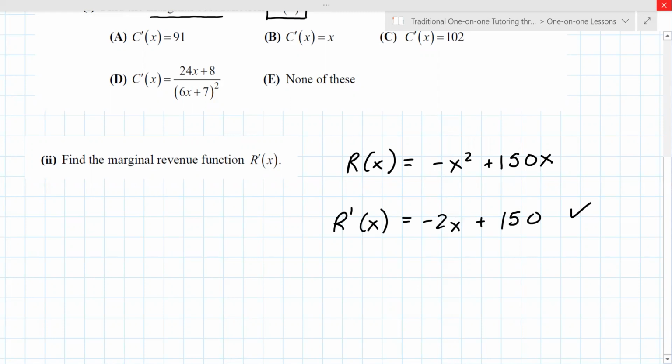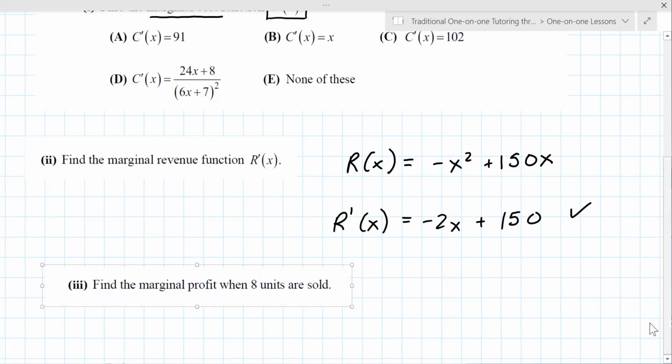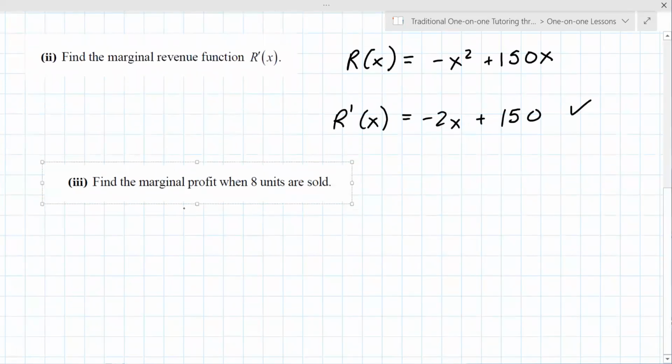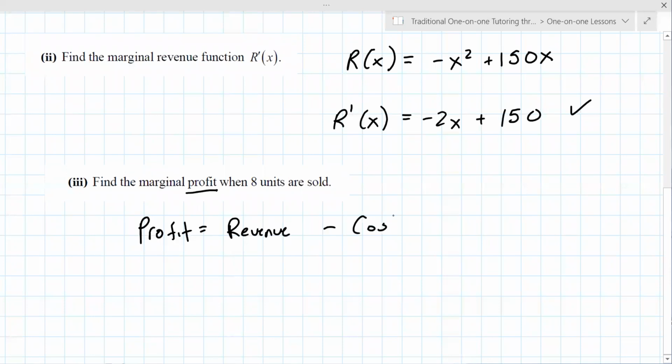Next is the marginal profit. Let me just snip in the question. We'll talk about how to do it. So to do marginal profit, you need the profit function. Profit is revenue minus cost, or R of X minus C of X.